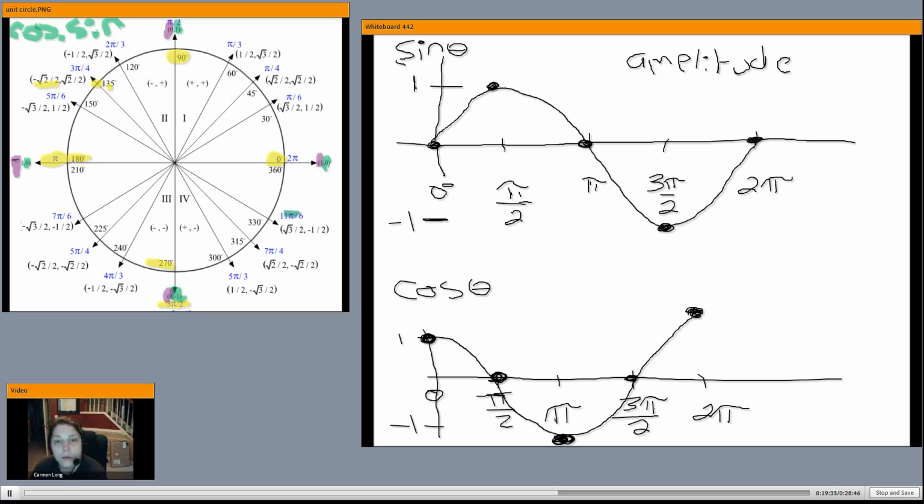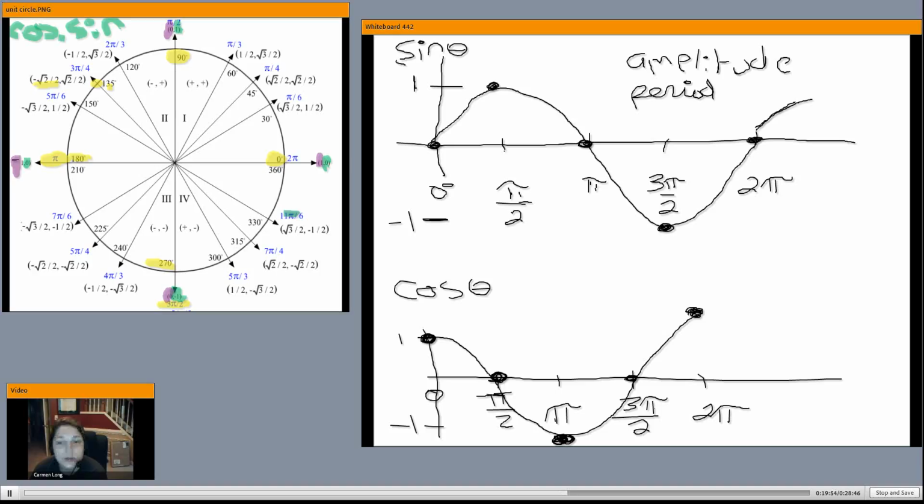Your period is how long it takes for one cycle to occur. So this is a cycle of sine. It goes on and does this. It goes on and does the same cycle again and again and again.